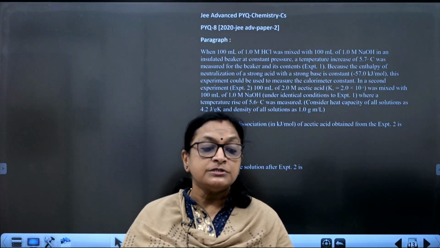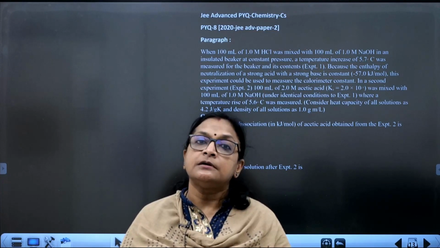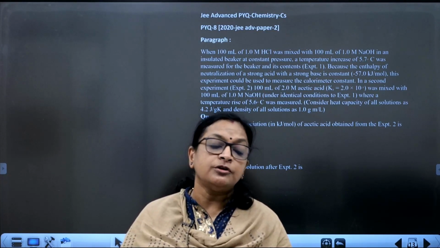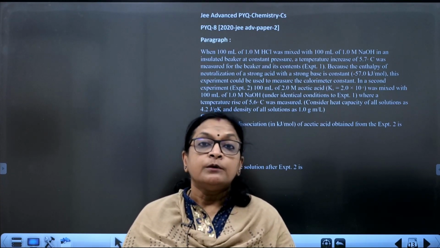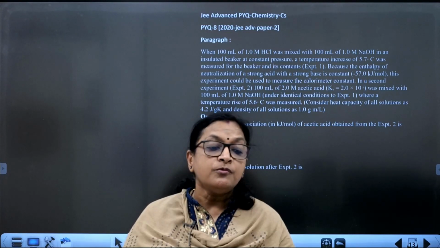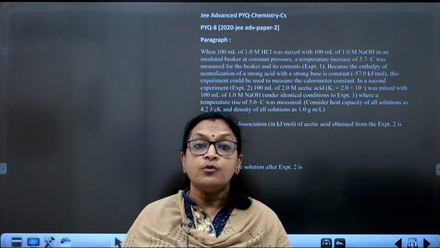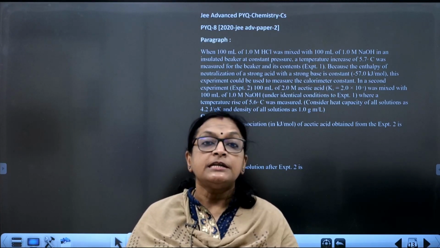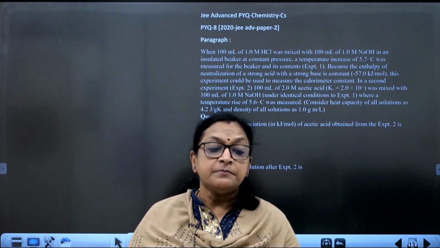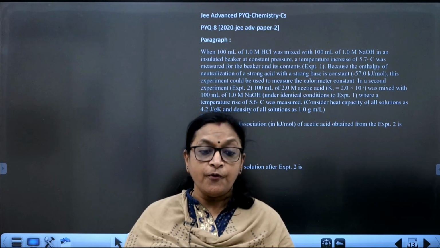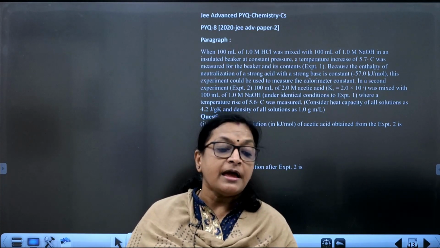So I have put a question on the board from thermodynamics as well as equilibrium concept. So just go through the question. When 100 ml of 1 molar HCl was mixed with 100 ml of 1 molar NaOH in an insulated beaker at constant pressure, a temperature increase of 5.7 degrees Celsius was measured for the beaker and its contents.